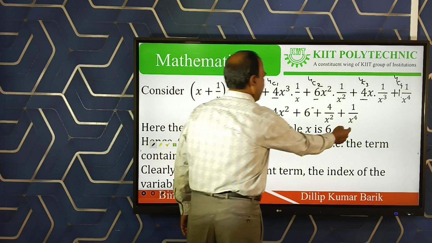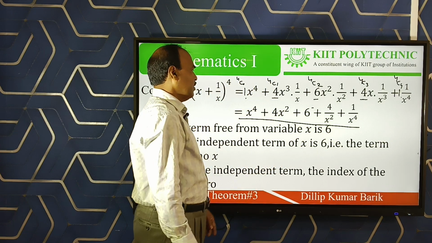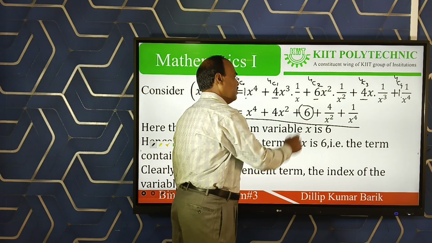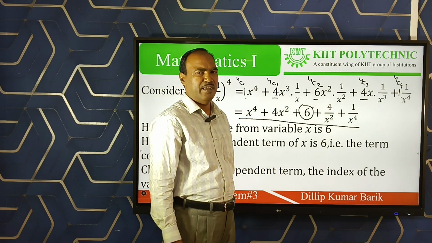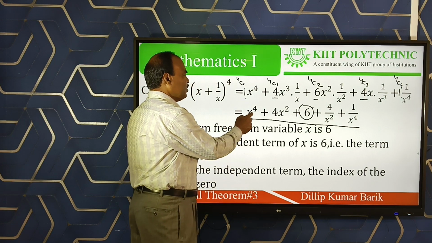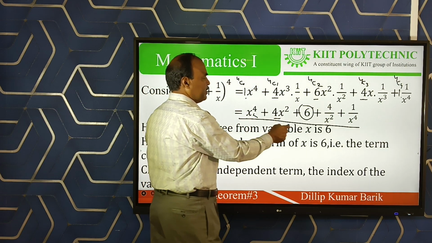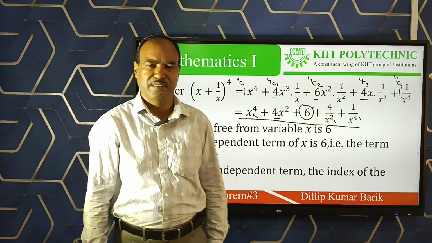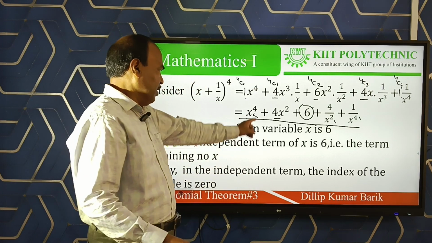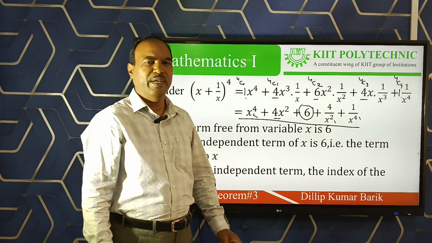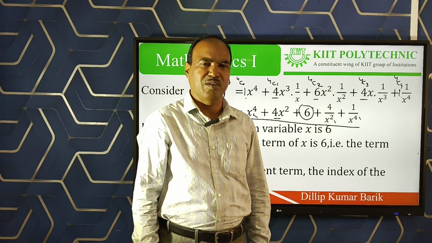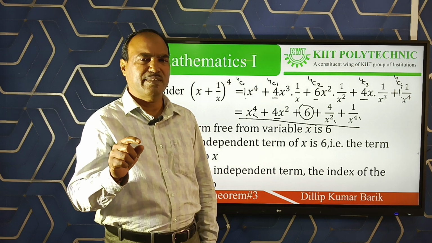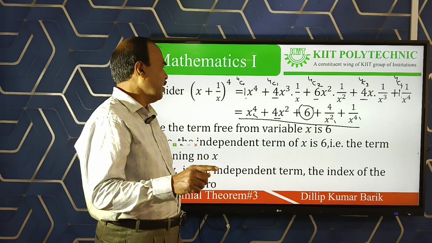Now see, in this expression there are 5 terms, out of which only one term, that is 6, does not contain x. But all the other terms, the first one x to the power 4, 4x square, 4 by x square, 1 by x to the power 4, are all dependent on x. Since in the third term 6, no x is present, this is called the independent term. That means the constant term which does not contain x is called the independent term.